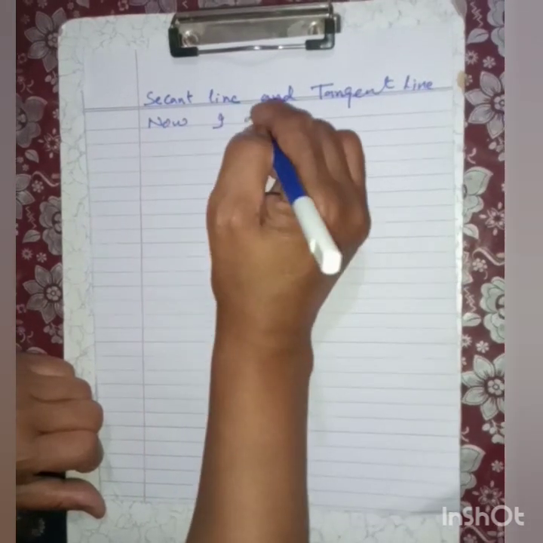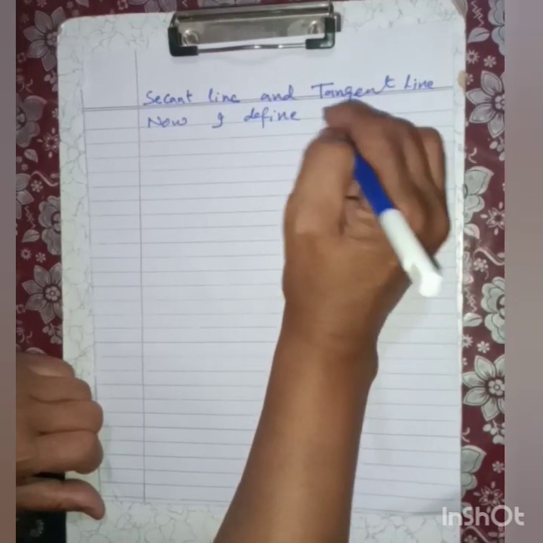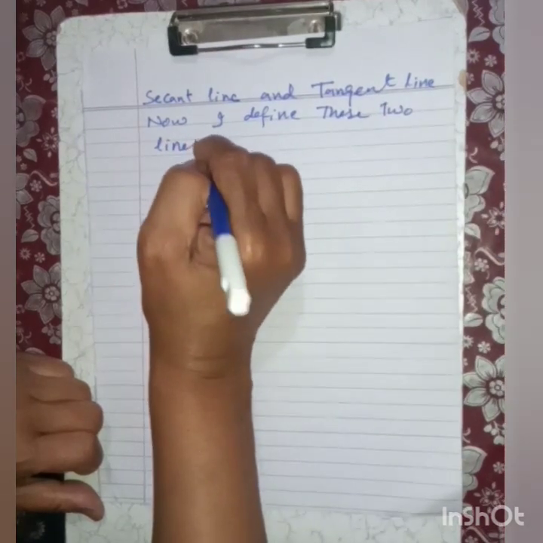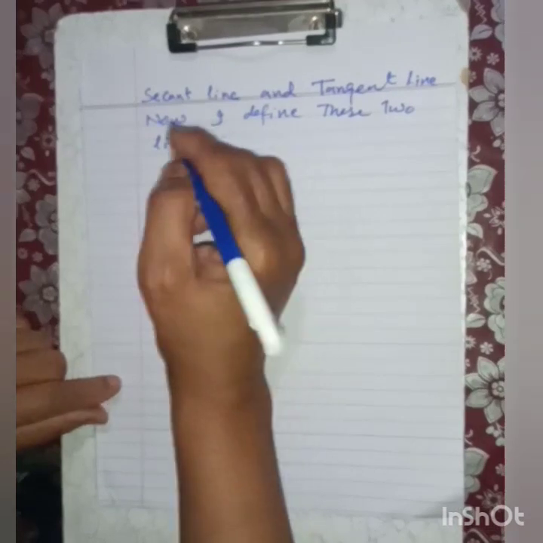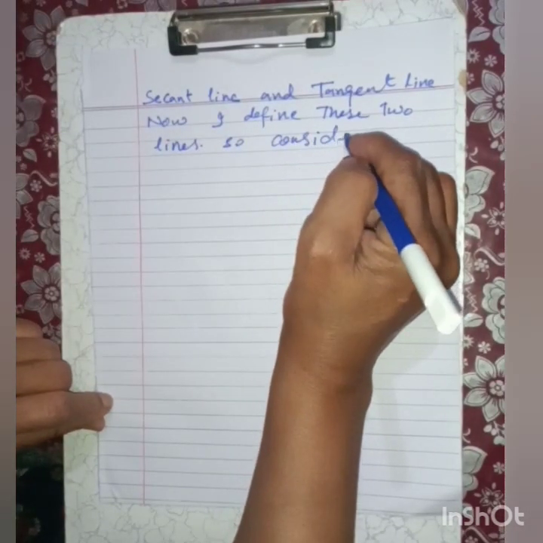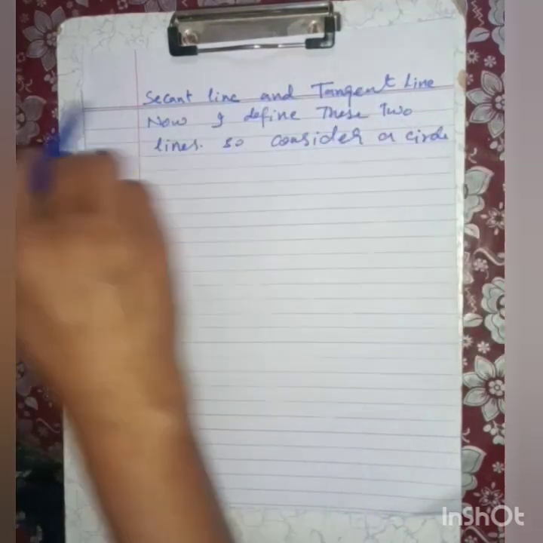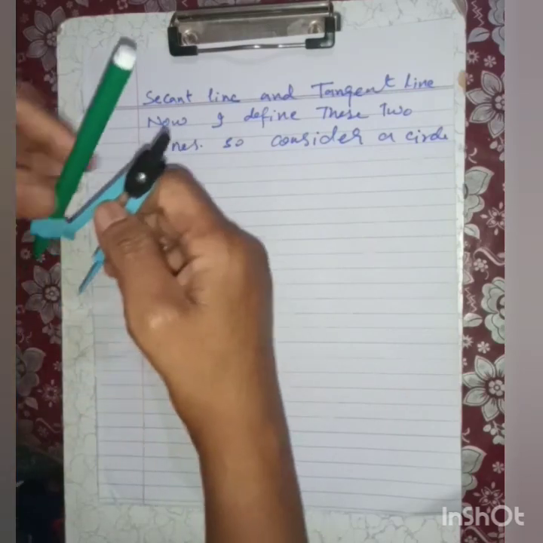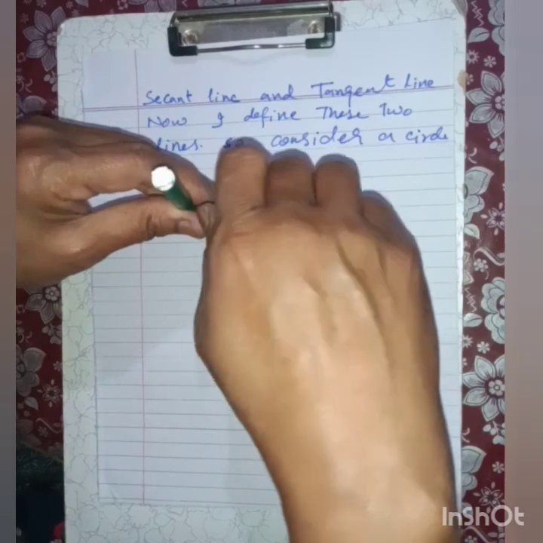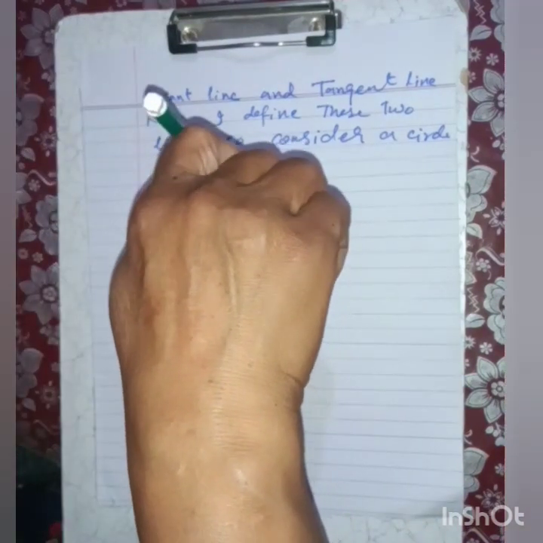Now I define these two lines. So consider a circle. Now I can draw a circle.